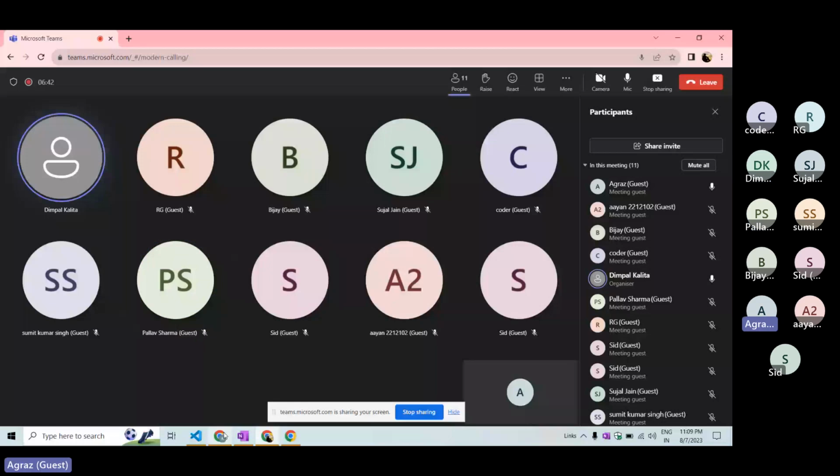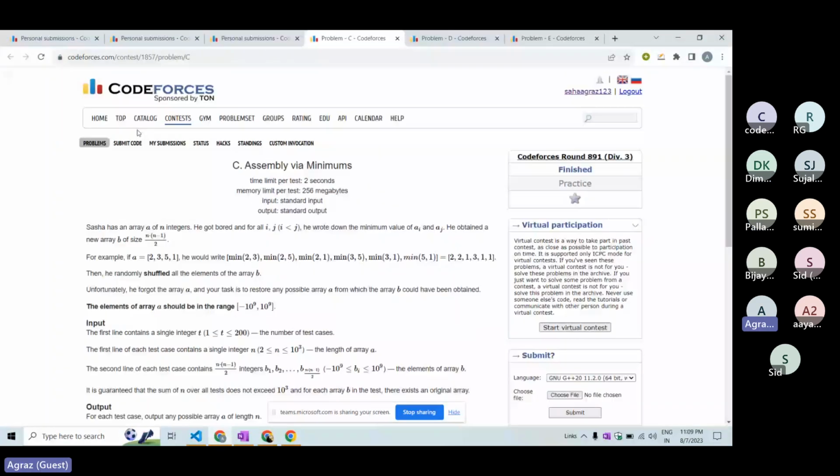Okay. So here now I'm going to explain. See, in here there is an array of n integers. Firstly, Sasha has an array of integers. Basically, it is given that.